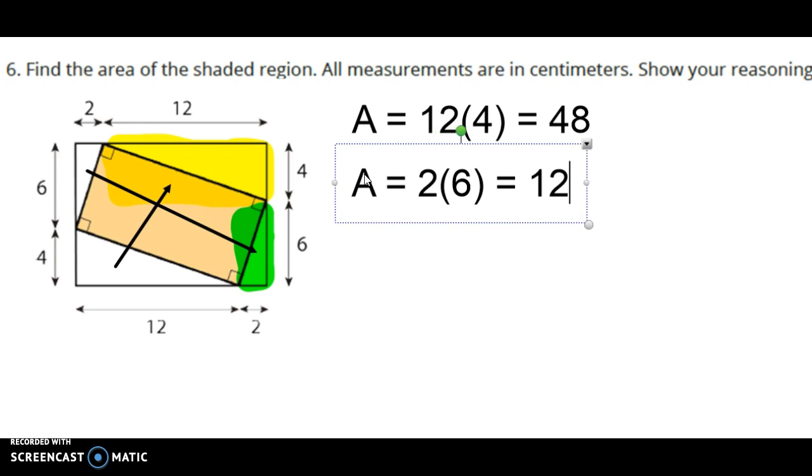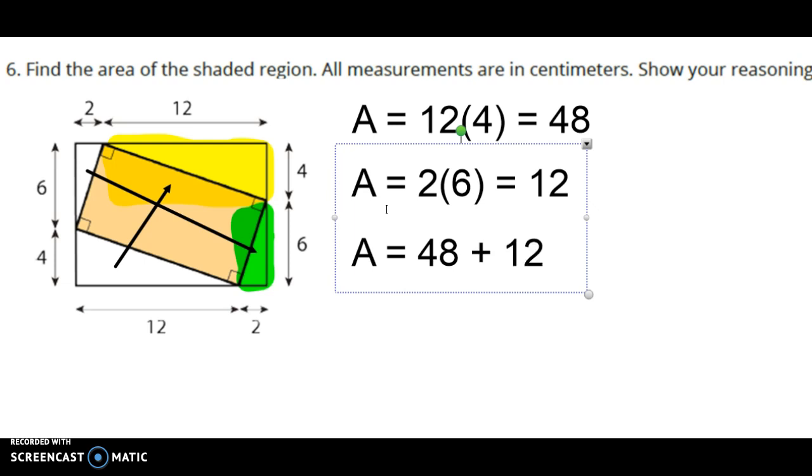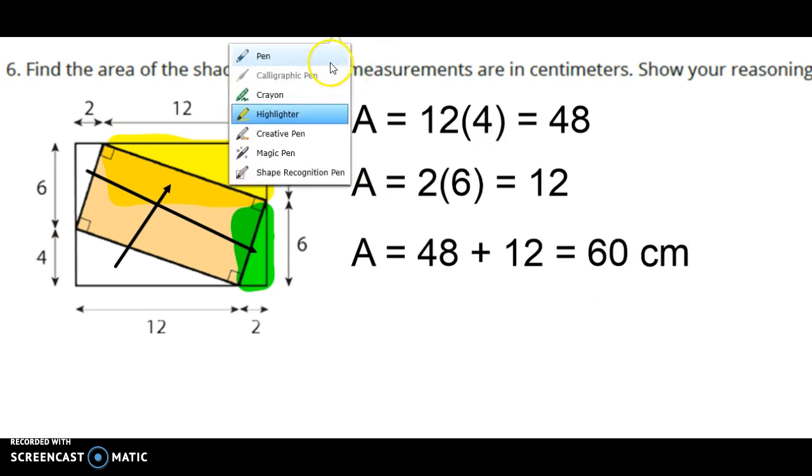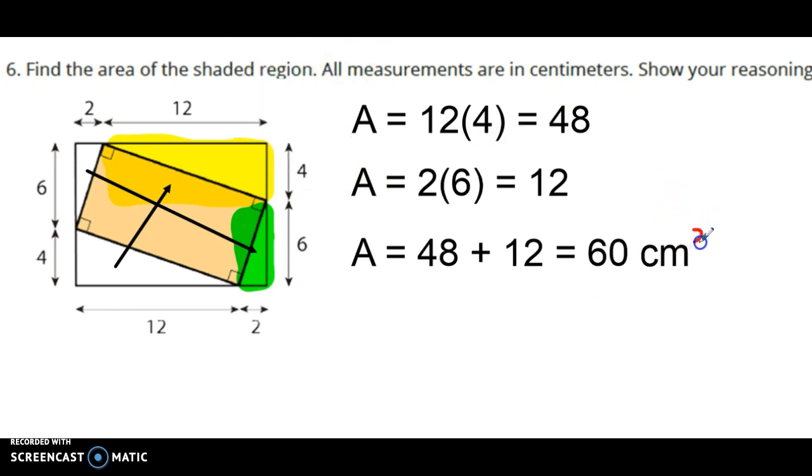Now, so far, I've only calculated the areas of the non-shaded white regions. So what I need to do is put those together. So I have area equals 48 plus 12, which is going to give me 60 centimeters squared. Now I need to think to myself, okay, if that's the white area, how do I find the shaded area? And what I need to do is actually find the area of the overall rectangle, and then I need to subtract.